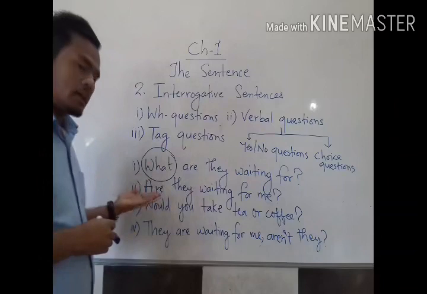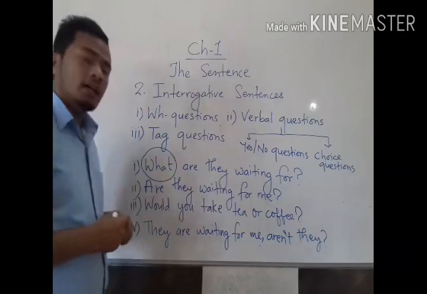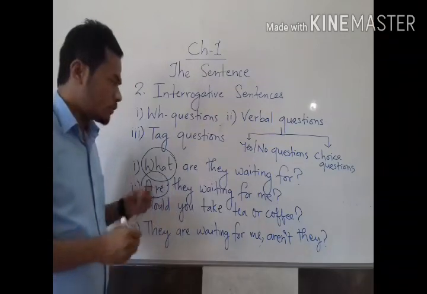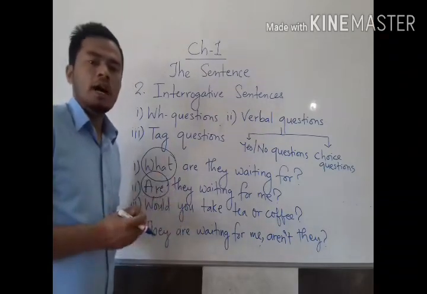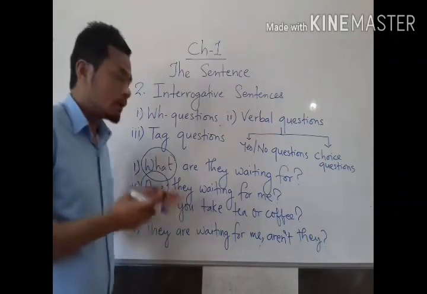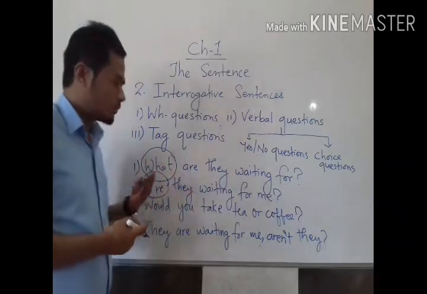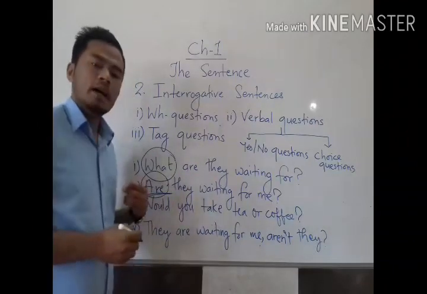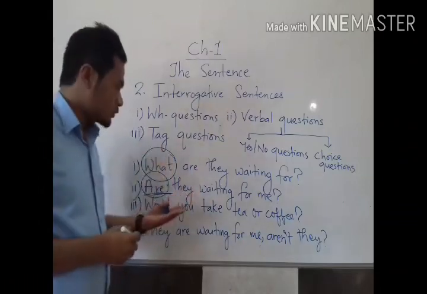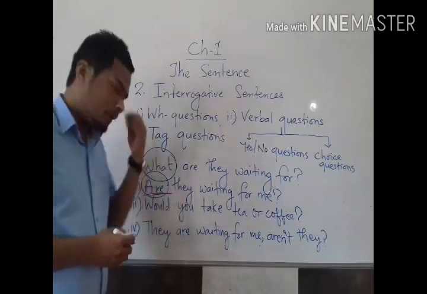Now come to another example, example number 2: are they waiting for me? This question we have made by using the helping verb are, a primary auxiliary. So, are they waiting for me? The answer may be yes or no. So, this question is also a yes or no question, but other than that, we have to identify it as a verbal question, because we have framed it by using helping verbs. Whenever questions are framed by using helping verbs, they are called verbal questions.